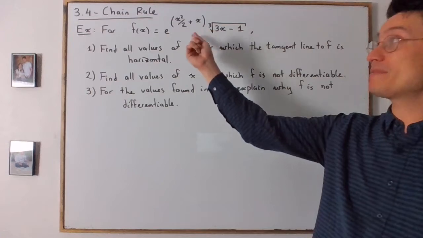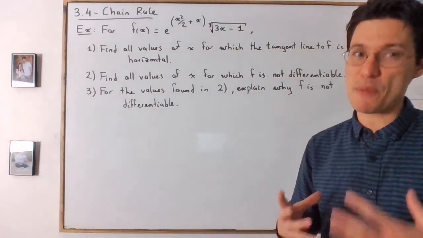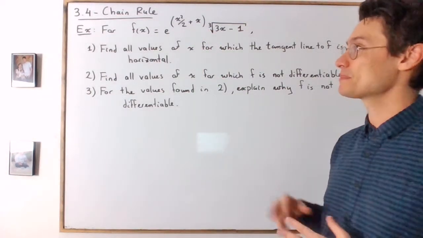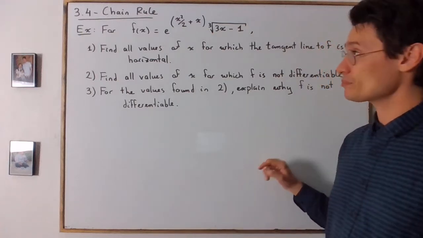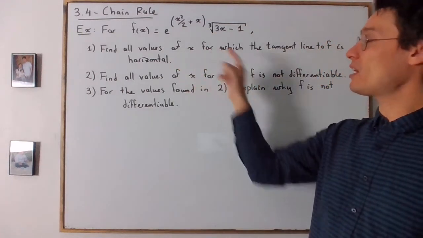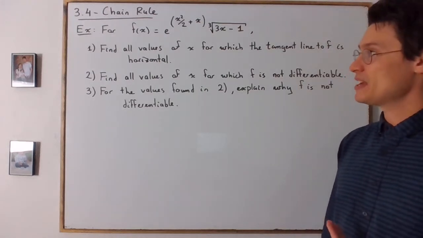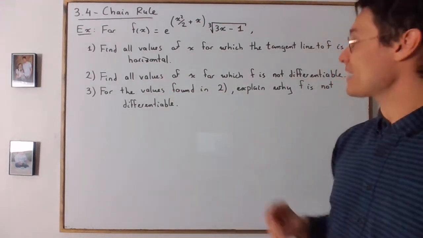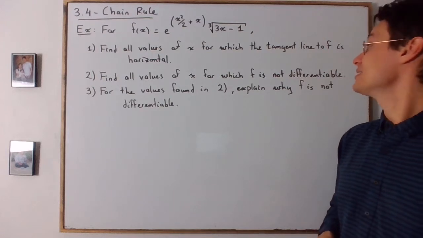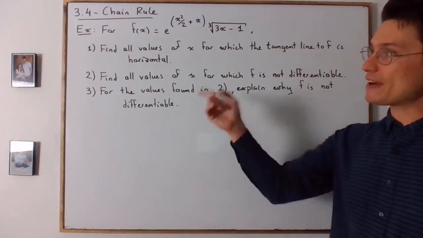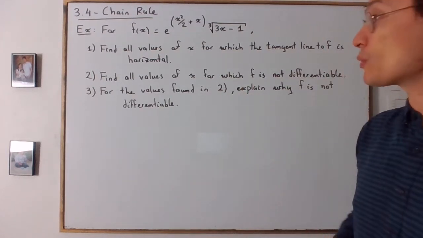Okay, so I'm giving you a function that, be prepared, its derivative is going to be a beast. And we want first to find all values of x for which the tangent line is horizontal. Then find all values of x for which f is not differentiable. And finally, number 3 is actually a bonus, okay?